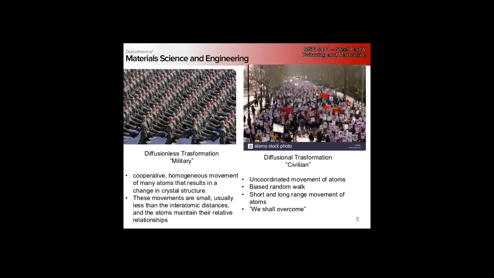The fastest way to move a large number of people on foot is for them to march, right? That's why marching was invented. It wasn't just for parades. It was the most efficient way to get a huge group of people from point A to point B on their feet, right? And so it's this cooperative, homogeneous movement of many atoms together that results in a change in the crystal. And the individual movements are small. Each atom doesn't necessarily move a long distance relative to its neighbor, right?